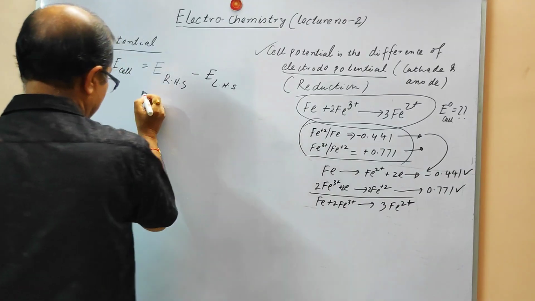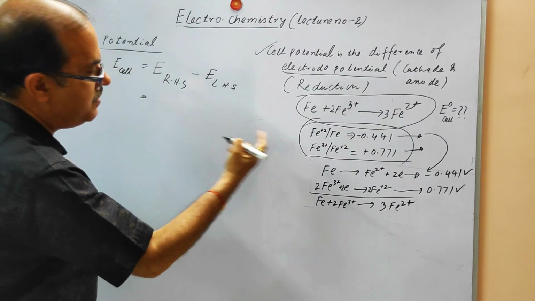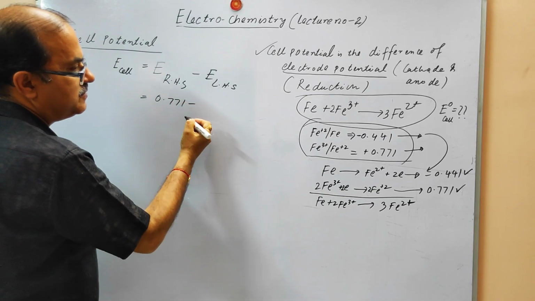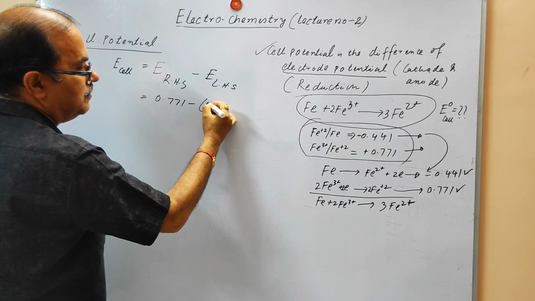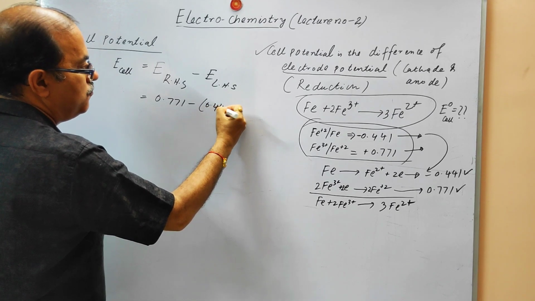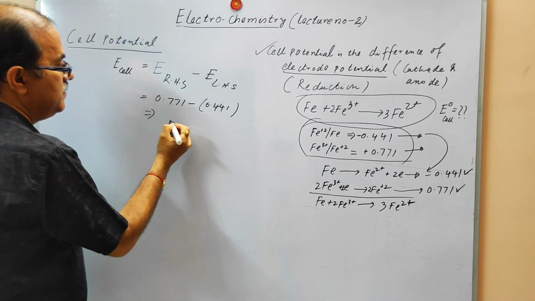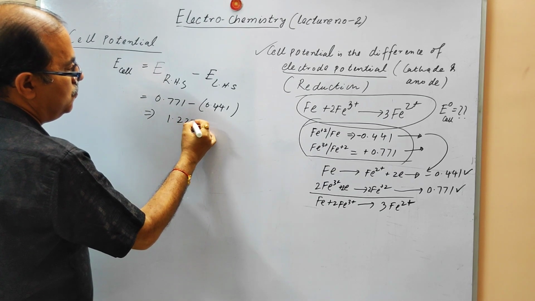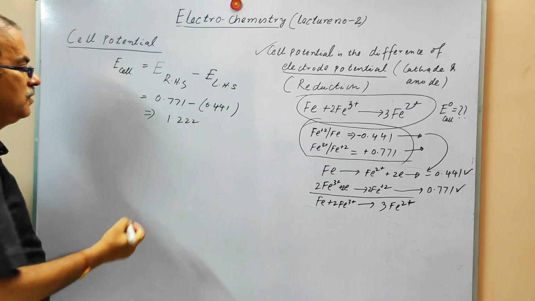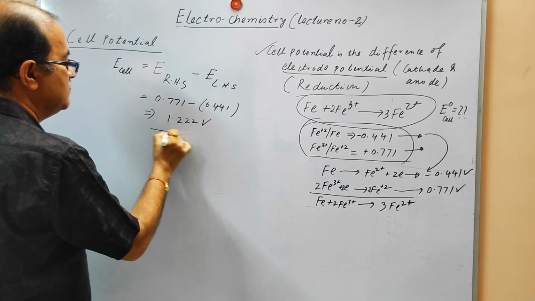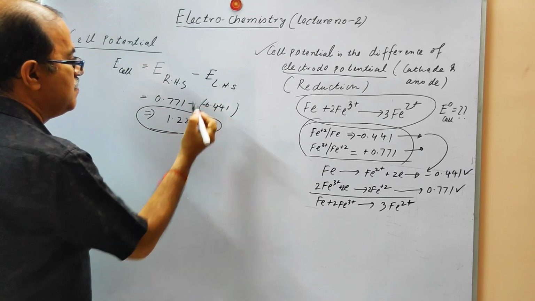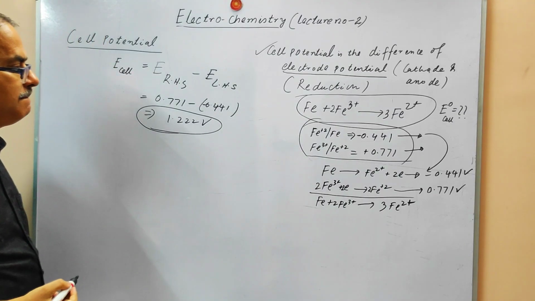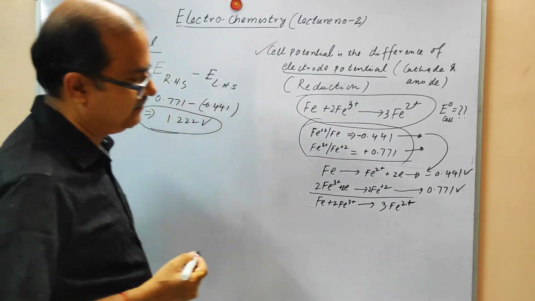So now you will be able to calculate. E cell is given as 0.771, that is the cathode, minus (−0.441). If we calculate it, it will come as 1.22. So this will be the answer.